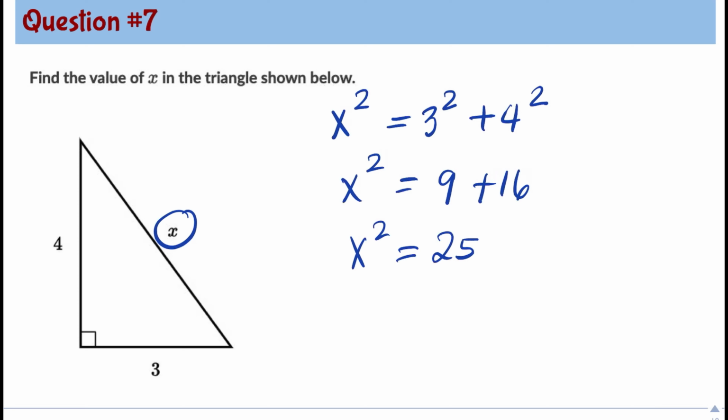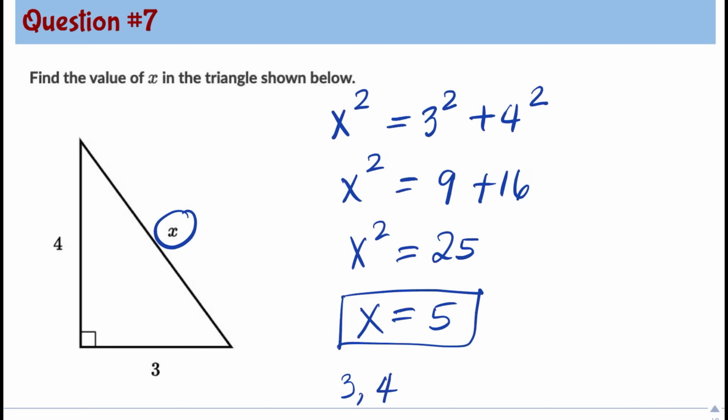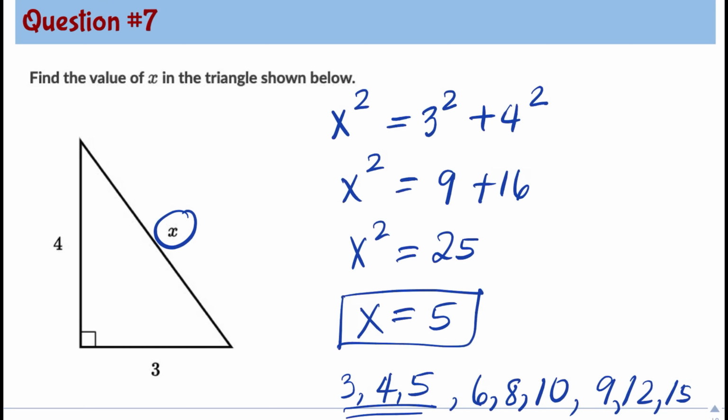Get the square root of both sides. So x is equal to 5. Again, 3, 4, 5 is always a right triangle. If you multiply this by 2, 6, 8, 10 will also be a right triangle. If you multiply 3, 4, 5 by 3, that will be 9, 12, and 15. 3, 4, 5 is the basic Pythagorean triple. So also 30, 40, 50 would still be a right triangle.